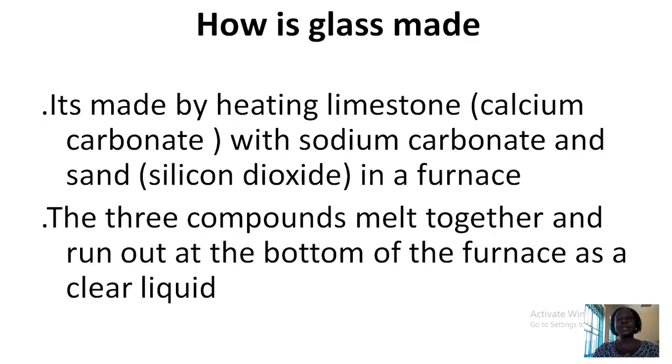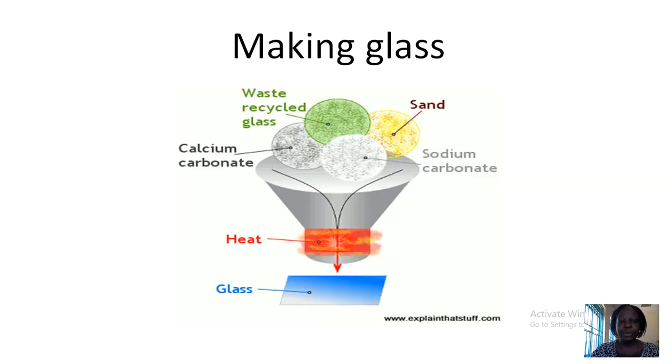How is glass made? It is made by heating limestone, and another name for limestone is calcium carbonate, with sodium carbonate and sand in a furnace. Another name for sand is silicon dioxide. Those three compounds will melt together and run at the bottom of the furnace as a clear liquid. Below is a diagram to show how glass is made.